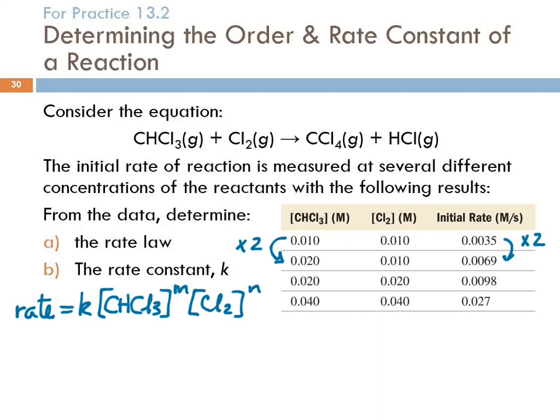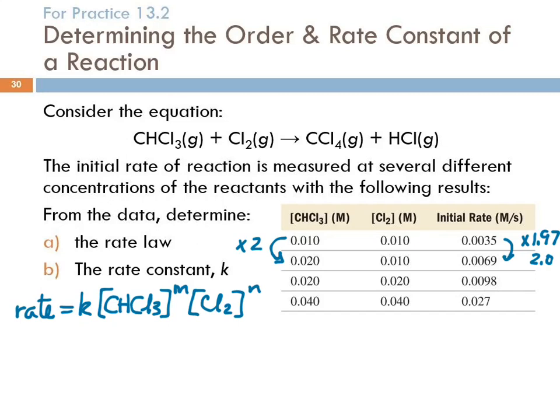0.0069 divided by 0.0035, 1.97. Okay, so that is really close, and this is where knowing a little bit about significant figures is helpful. How many significant figures are in these rates? 2. And so if we were to round this to 2 significant figures, what would it be? It would be 2.0, right? So that is definitely close enough that we can say, yeah, that's 2. Because this is real data, it doesn't always come out perfect, right?